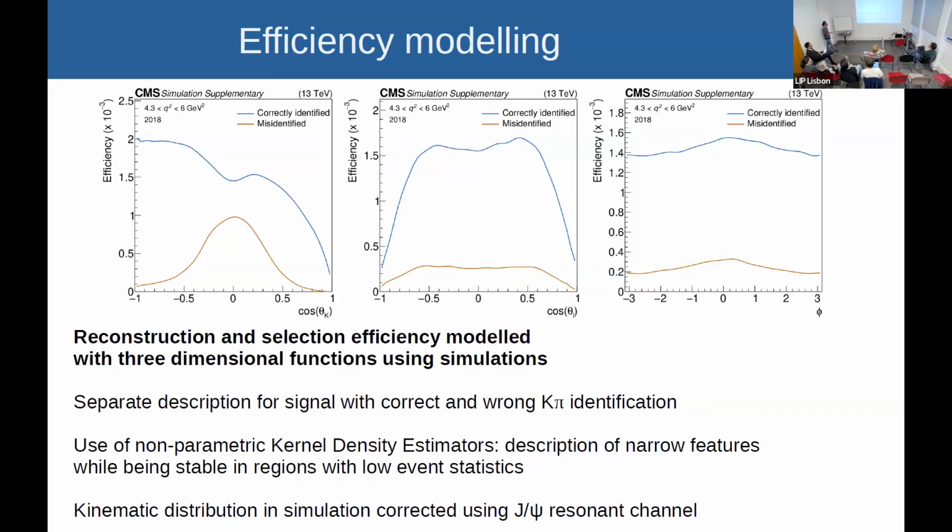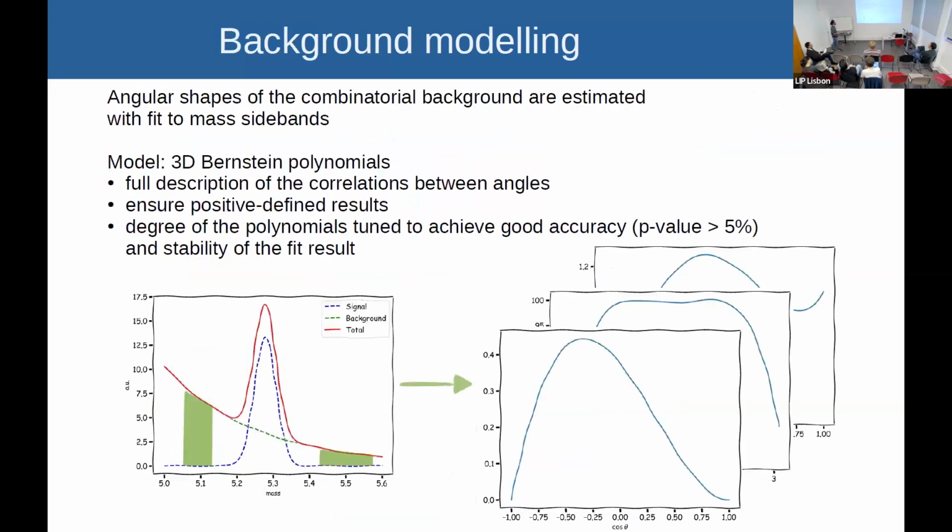Since this is fully based on simulation, we need to make sure that our simulation is reliably describing the data, so we are not affected by differences between the two. What we do is use the J/psi resonance channel to compare the kinematic distributions of signal in data and signal in simulation, and apply corrections, so apply a reweighting of our Monte Carlo model. And so this efficiency accounts for this reweighting.